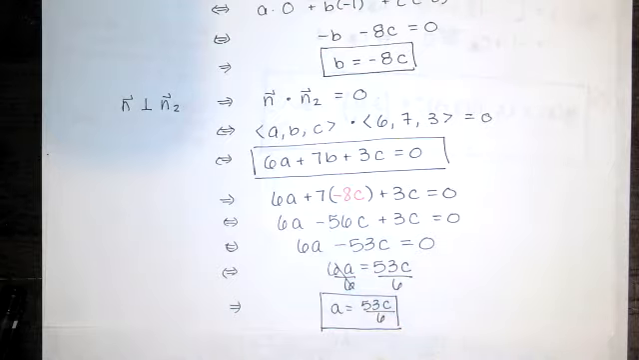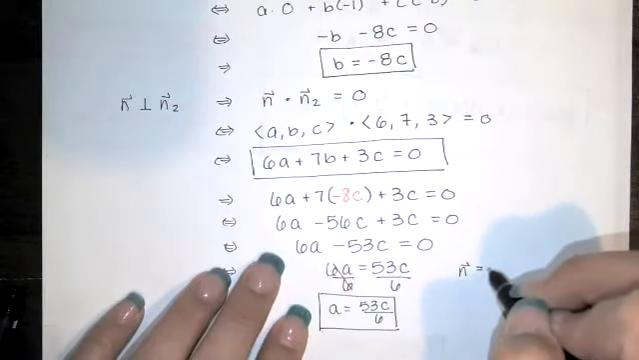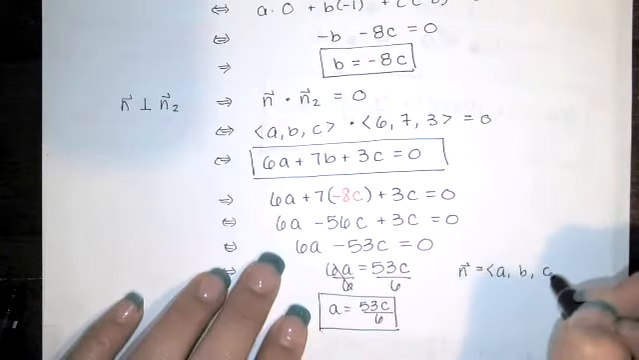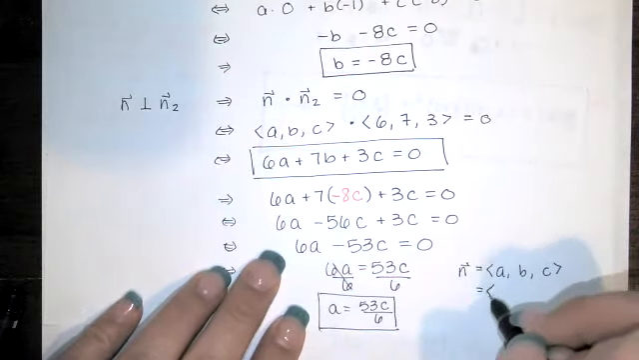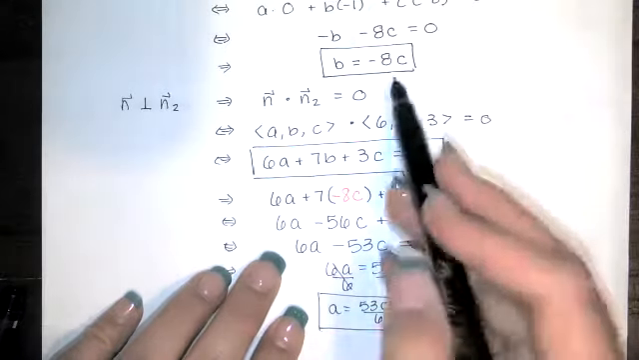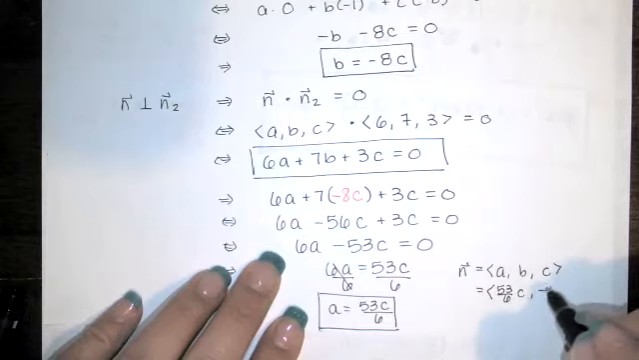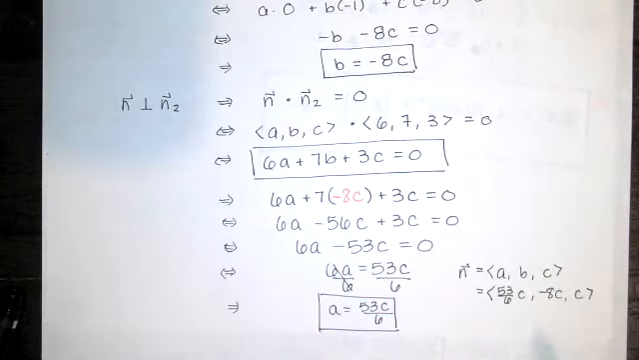Actually, we only need two equations with three unknowns, and I'll tell you why. What we've just found is that for our normal vector with components A, B, and C, as long as A is 53 over 6 times C, and B is negative 8C, and C is just any old number, except for 0, of course, this vector will be perpendicular to our plane.